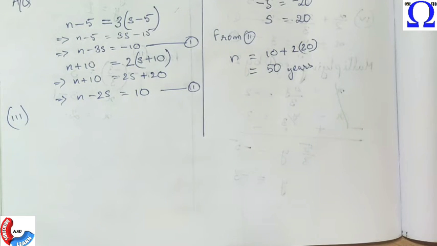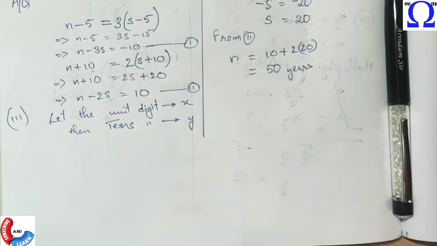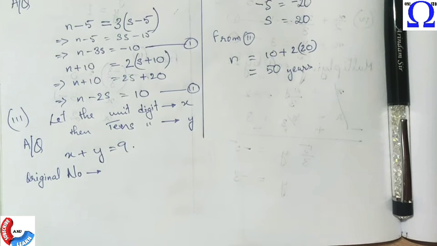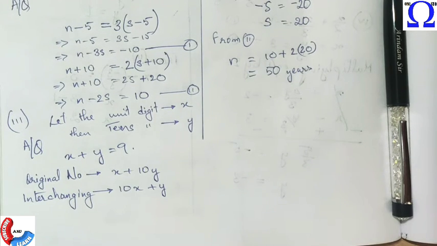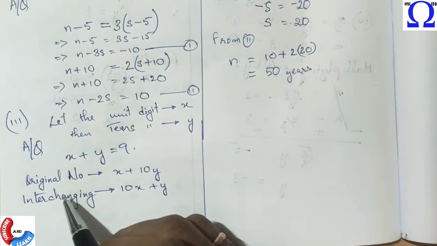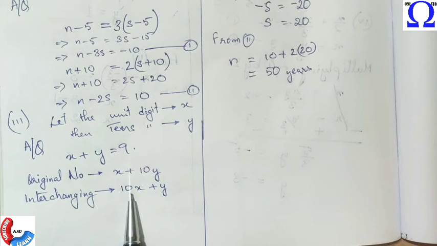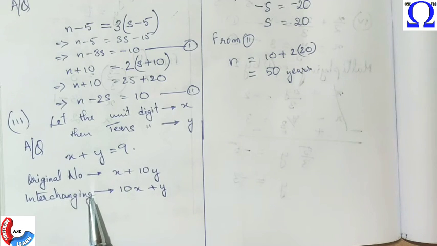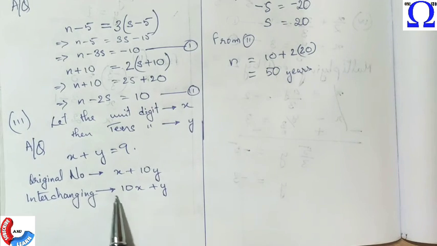So I'm taking the unit digit be x and tens digit be y. Now it is said that the sum of these two digits is 9. The original number will be x plus 10y, right, because y is in the tens place, and after interchanging it will be reversed, that is 10x plus y. Now they are saying that 9 times this number is twice the number obtained by reversing the order. So this into 9 will be equal to this into 2.